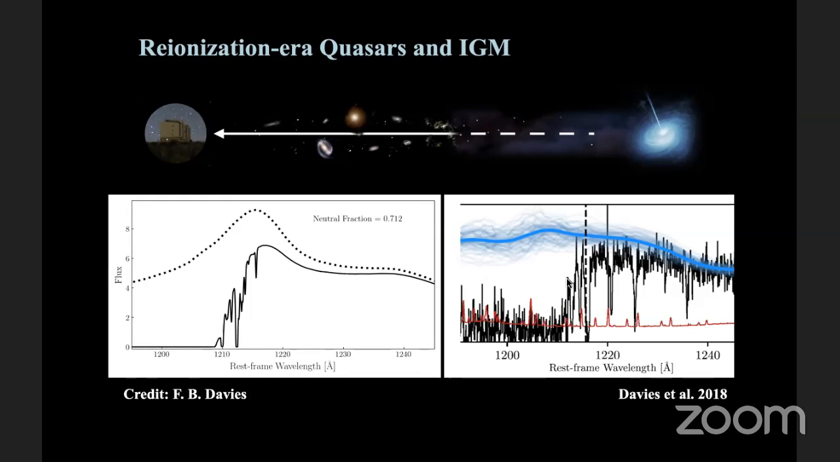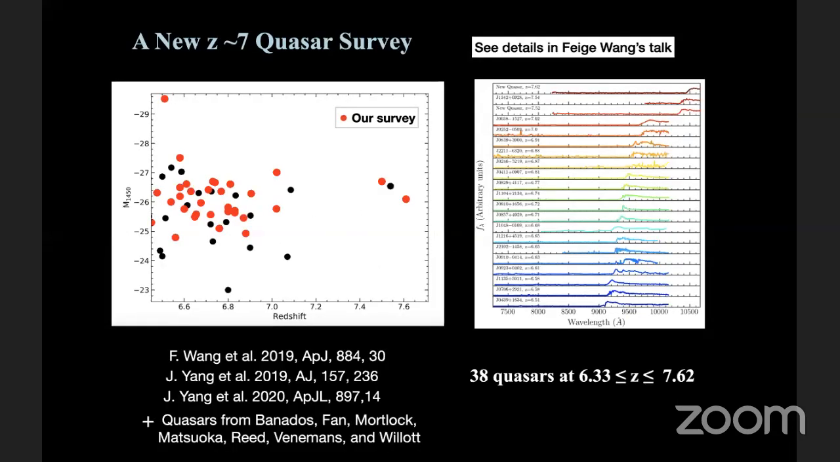So my work is based on a new quasar sample from our new redshift 7 quasar survey. We have carried out a redshift 7 quasar survey and have already discovered more than 35 quasars at redshift 6.3 to redshift 7.6. We can see this distribution here. All the red points are from our new survey. And more details will be shown in Feige's talk tomorrow morning.